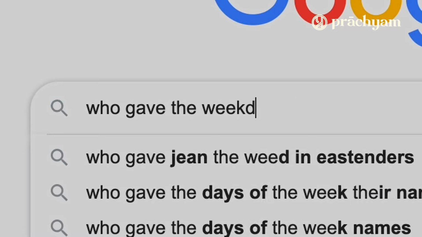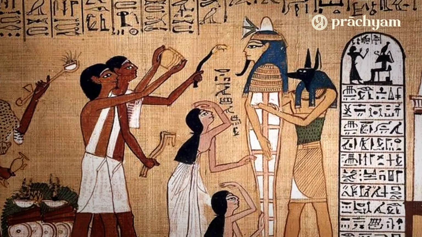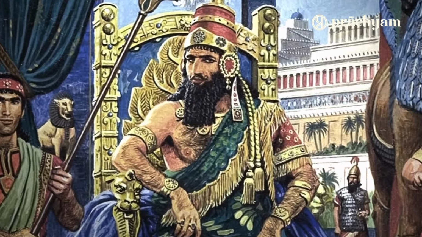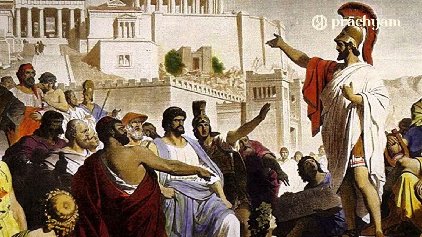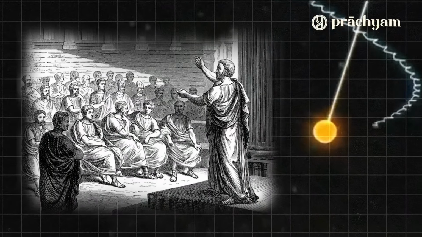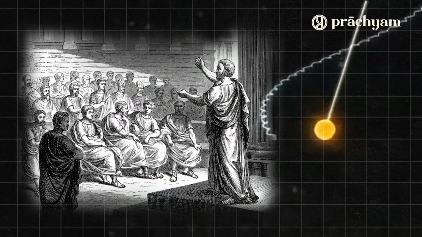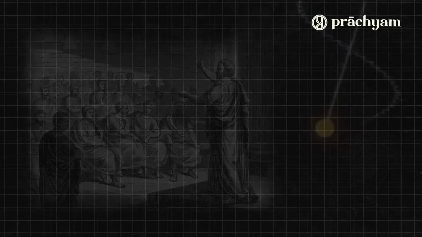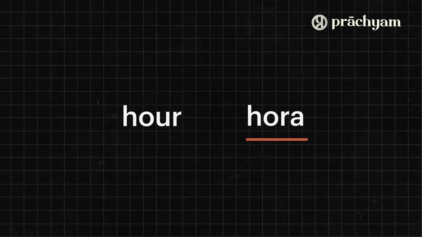Let's check the internet. Egyptians, Babylonians, Greeks, why not? We all have been taught how they influenced Indian astronomy. After all, the word hour comes from the Greek hora. Not really. There is no evidence for all this.